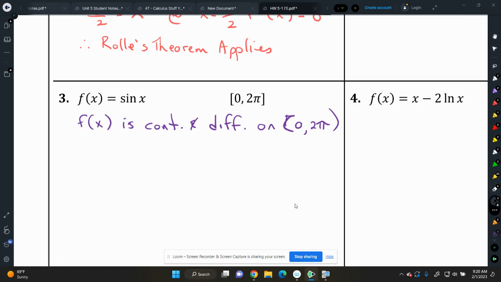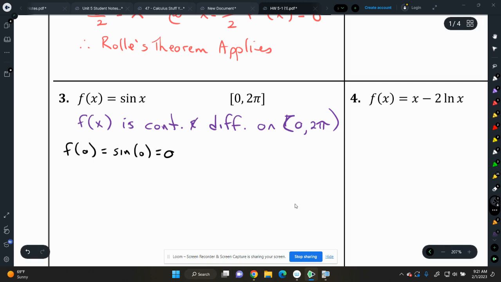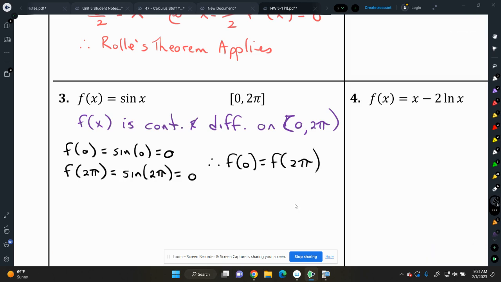We have to show f of a equals f of b, right? So f of 0 equals sine of 0, which is 0. F of 2 pi, well, we know that 2 pi and 0 are the same place, also equals 0. Therefore, f of 0 equals f of 2 pi. All right, so that's the first two conditions that we're verifying.